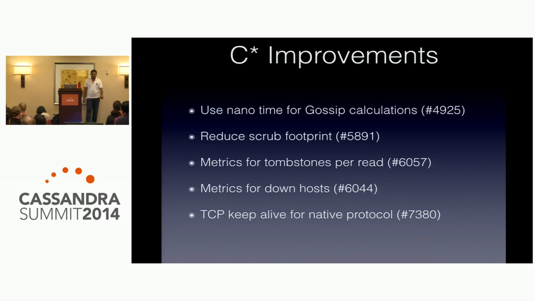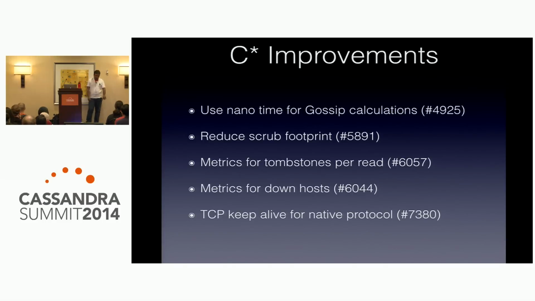Here are some other Cassandra improvements which don't belong to those 4 categories. So I've just put it as a generic thing here: use nanotime for gossip calculations. Gossip was using current time in millis for gossip calculations, but that time can go back in time anytime. You can just update the system clock and it will go back in time. So that will confuse gossip a lot. So we change it to nanotime.